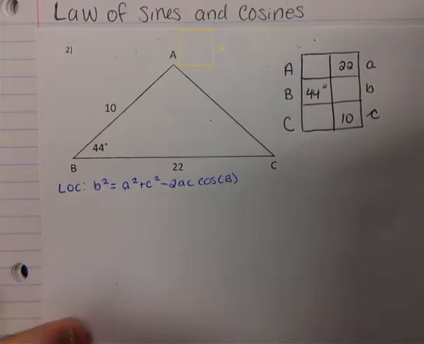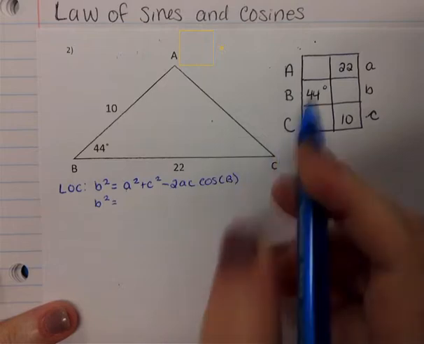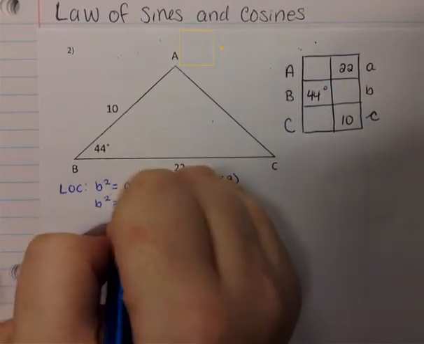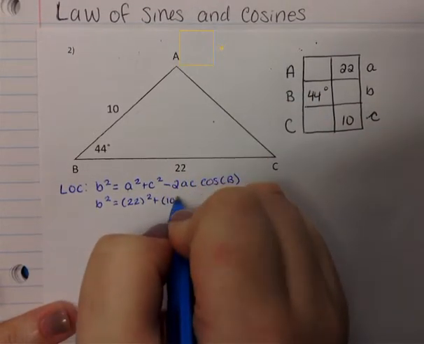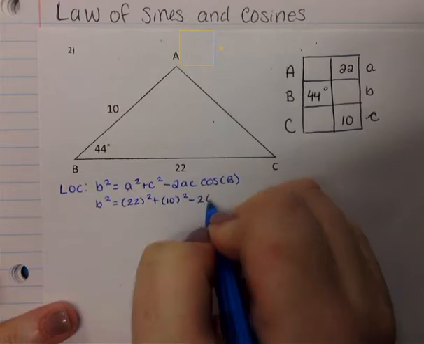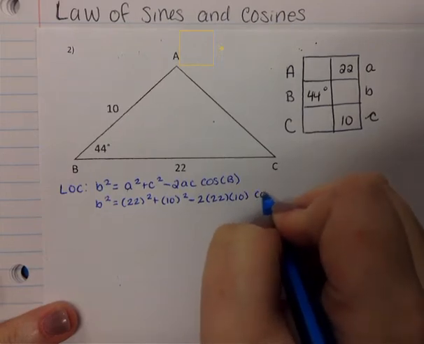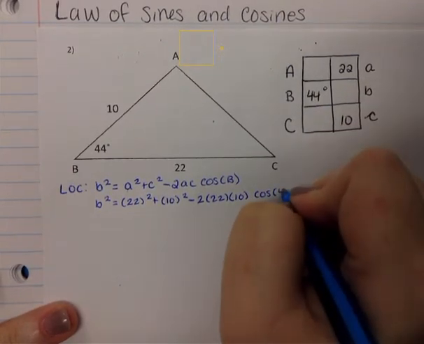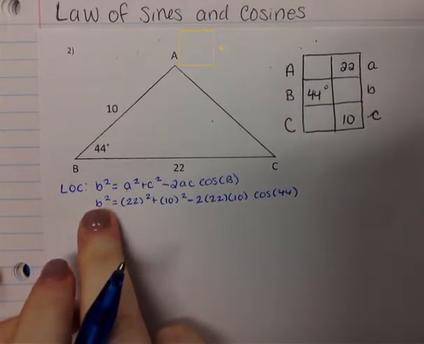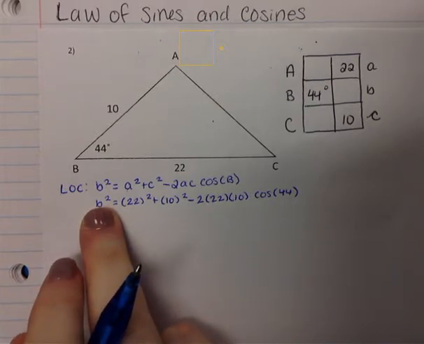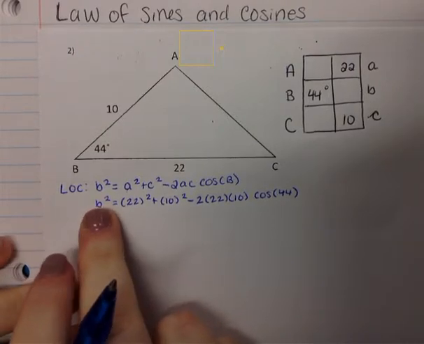So now we're going to fill this information in. We do not know little b, so we're going to put b squared equals a, little a is 22, so we have 22 squared, plus our c is 10, 10 squared, minus 2 times our a was 22, our c was 10, times the cosine of our big B, which is 44 degrees. This is the only letter that's left in this problem, so we will want to solve for this letter. In order to solve for it, we'll end up taking the square root.